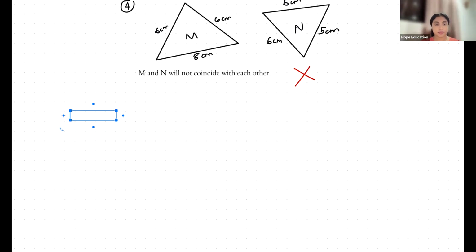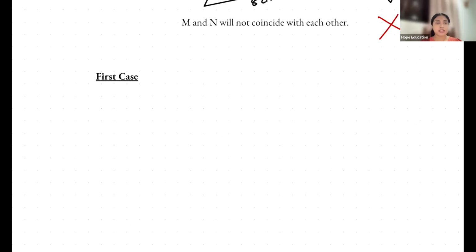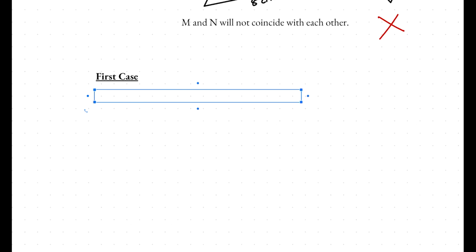First case. And we will write first and then I will explain. Write "First case."